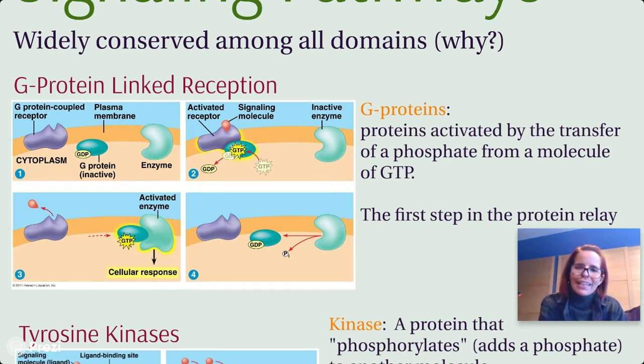So this first one is called GPCR. Do you need to know all the details? Not really. But this one is super, super common. You have these in your body, and organisms of all different types have it in their body. The implication, it says it's widely conserved among all domains.